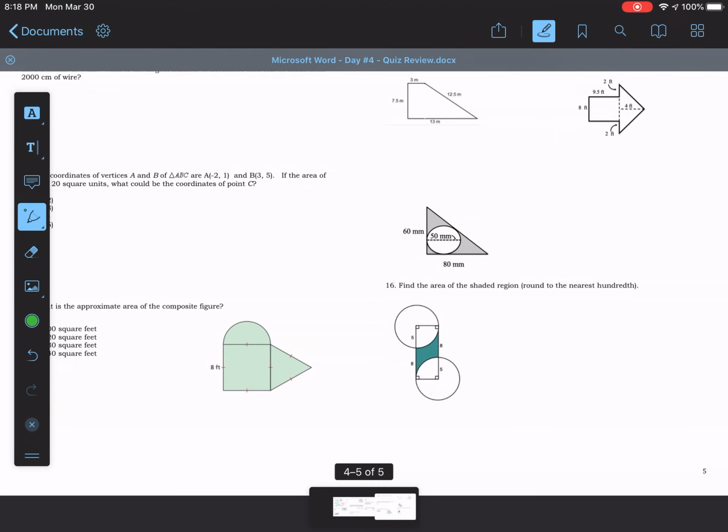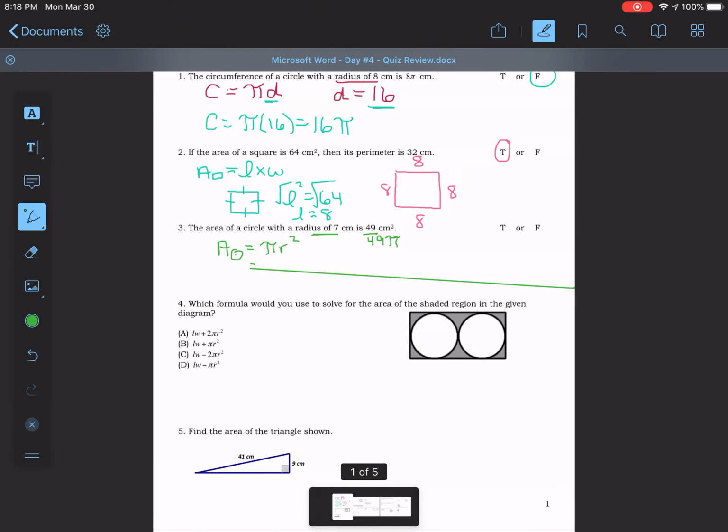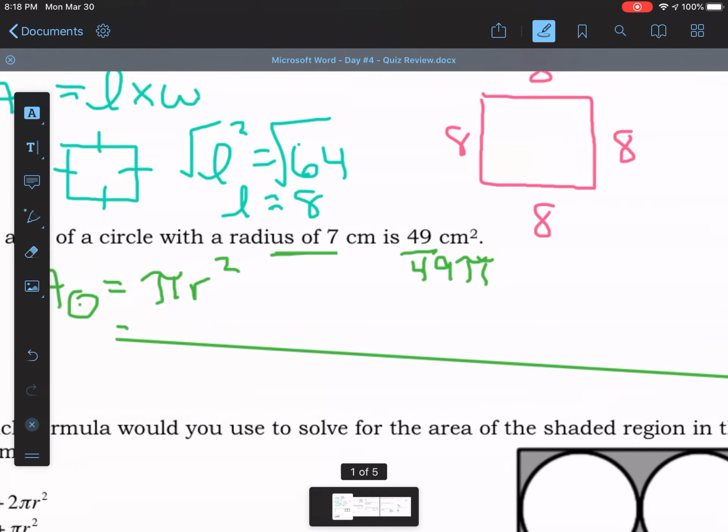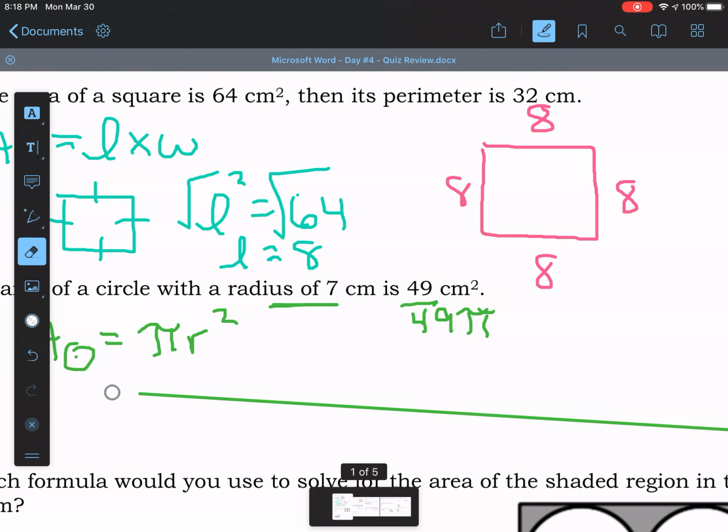So that is, oops, jumping to the wrong page. Hang on one second. So, just erase my, okay.